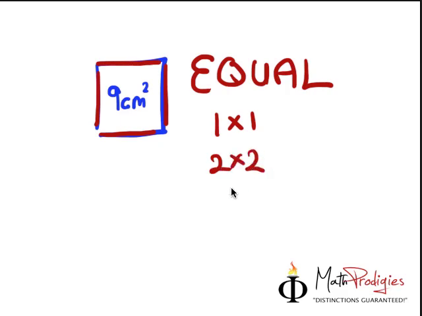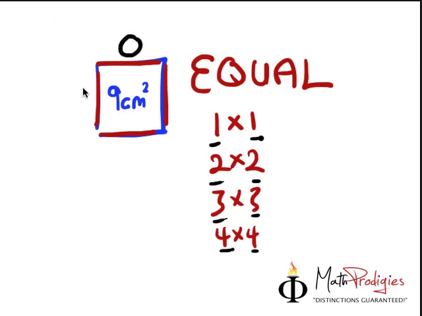And if they are equal, it means they can only be things like 1 times 1, 2 times 2, 3 times 3, 4 times 4, and so on. Basically, the two numbers on either side have to be the same. So what is this side and this side if the multiplication equals 9?